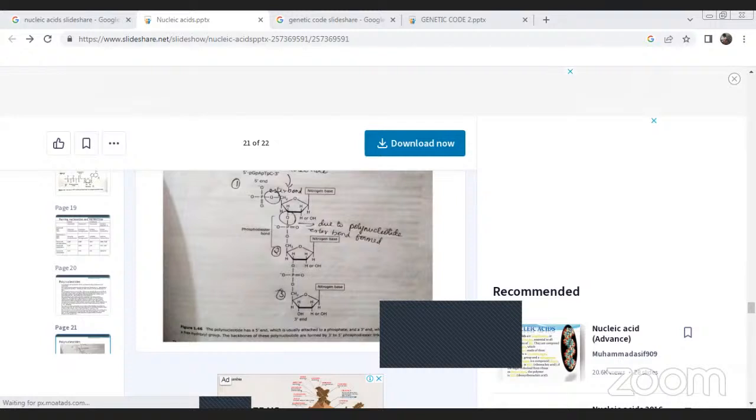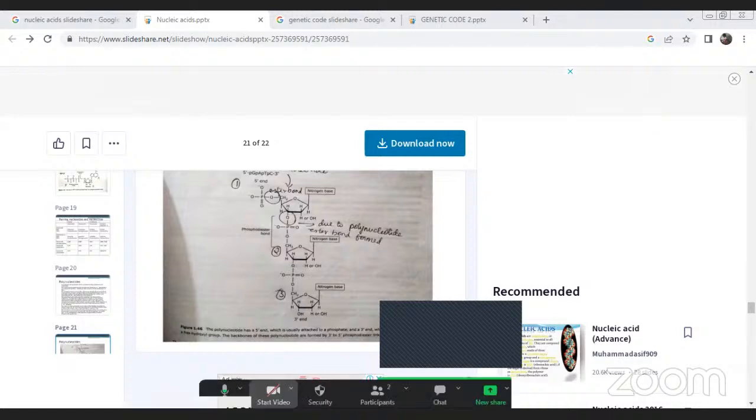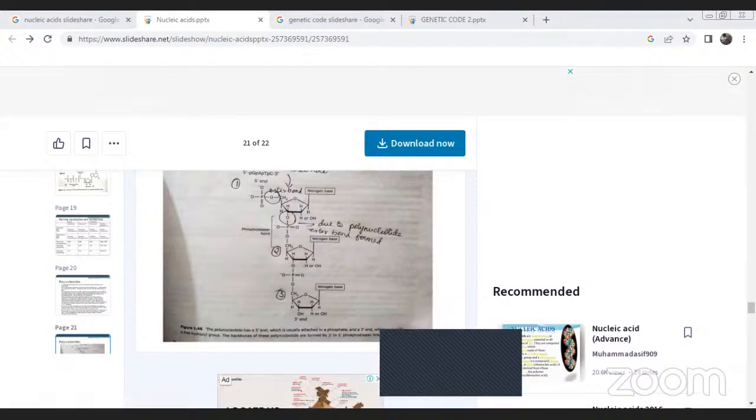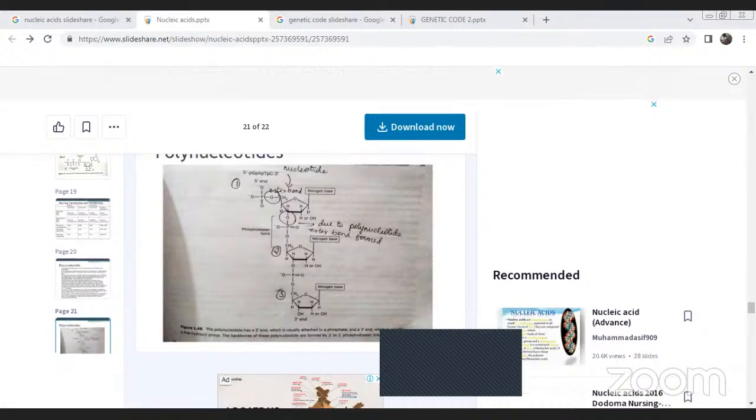Next, DNA replication and genetic recombination in bacteria. These are one type of sexual reproduction in bacteria. Bacteria and viruses have entered the modern era of molecular genetics.